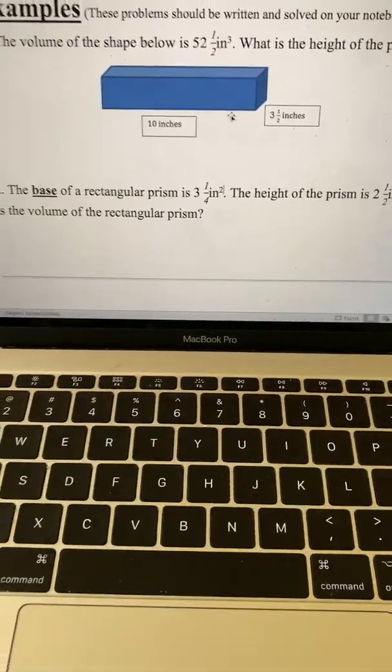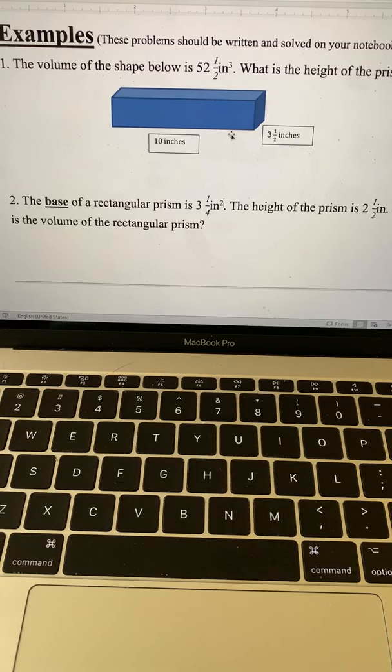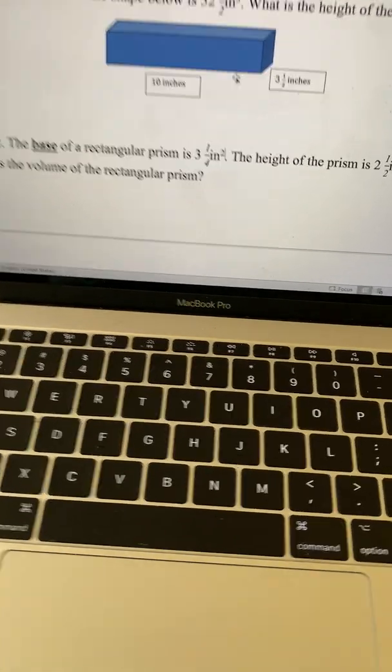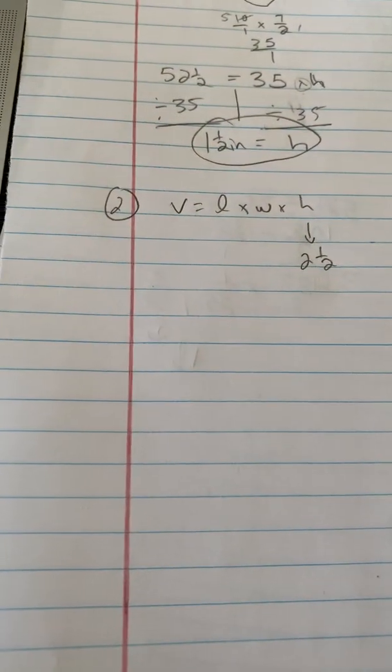Okay, number 2 looks a little bit different. It tells us the base of a rectangular prism is 3 1/4 inches. The height is 2 1/2. What's the volume? I'll start with my volume formula. Volume equals length times width times height. I know from the problem that the height is 2 1/2. Now, unlike number 1, it doesn't give me the volume.